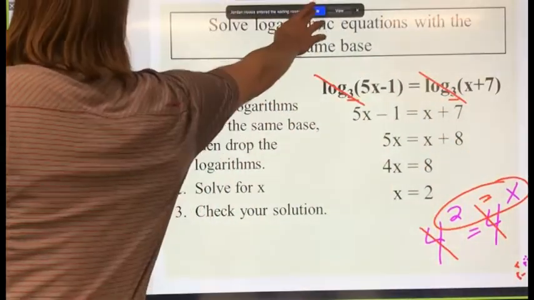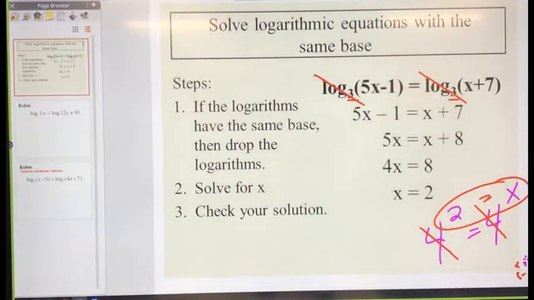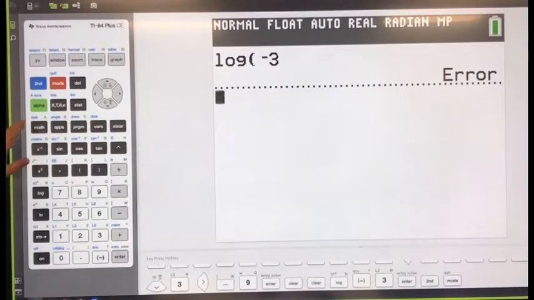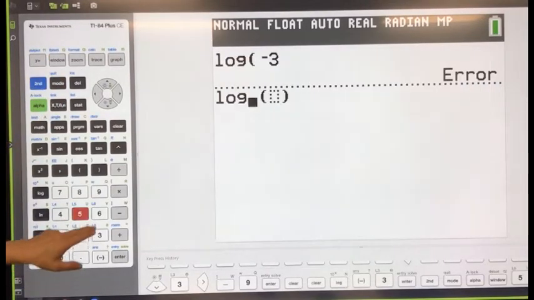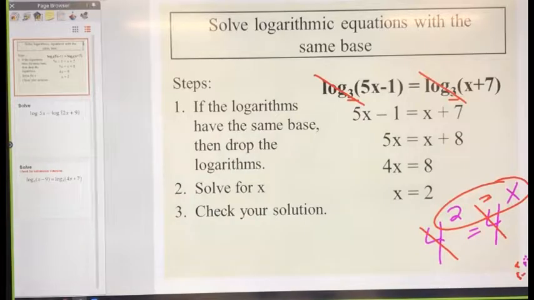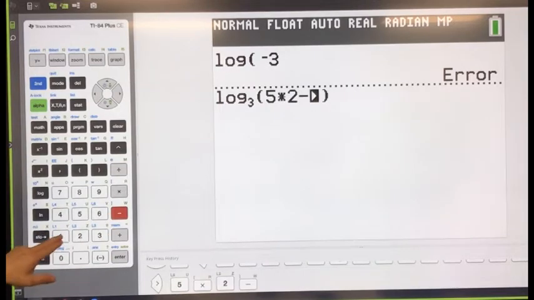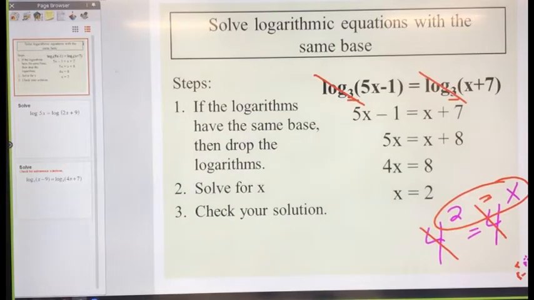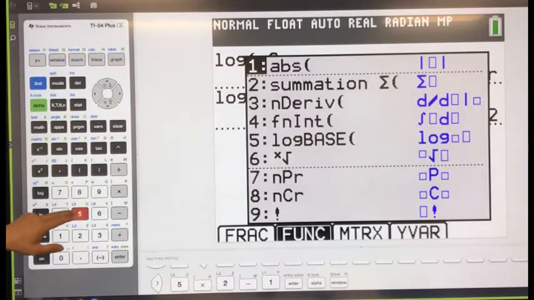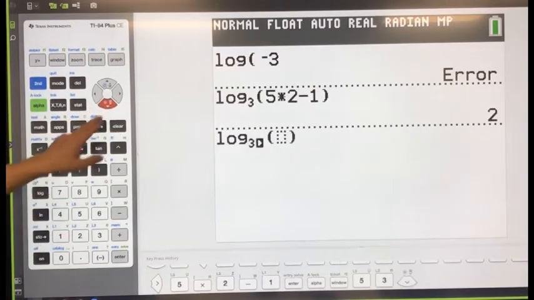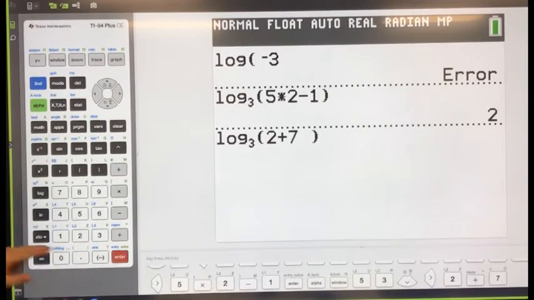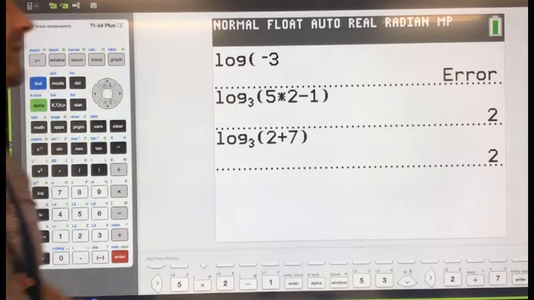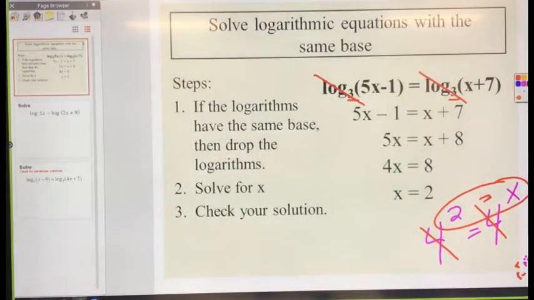So let me test. Let me see what is log base 3 of 5x minus 1 when I plug in 2. So 5 times 2 minus 1, and I get 2. So that one worked. But now let me make sure I get the same number on the other side. Log base 3 of x plus 7, so 2 plus 7, and I do in fact get 2. So I can go ahead and accept that x equals 2 is the correct answer.